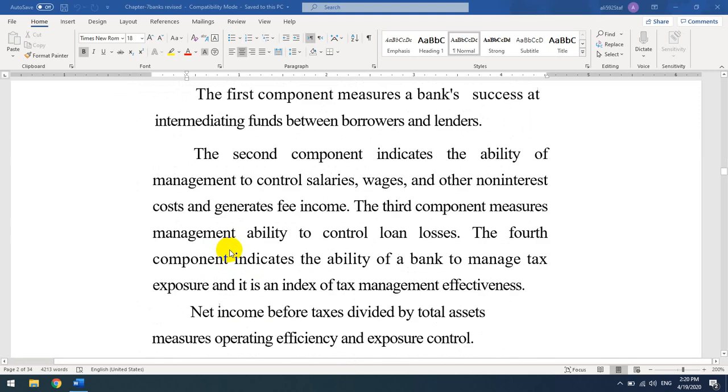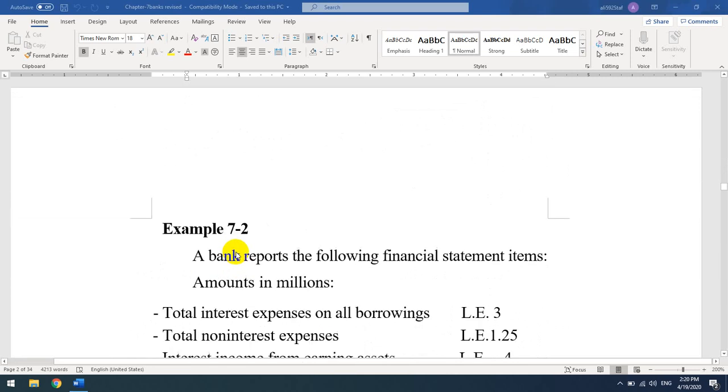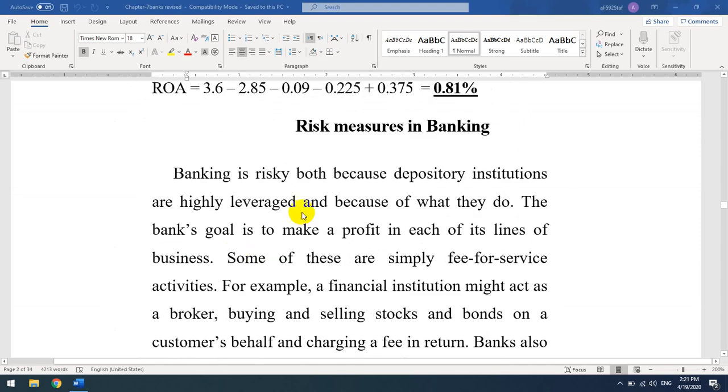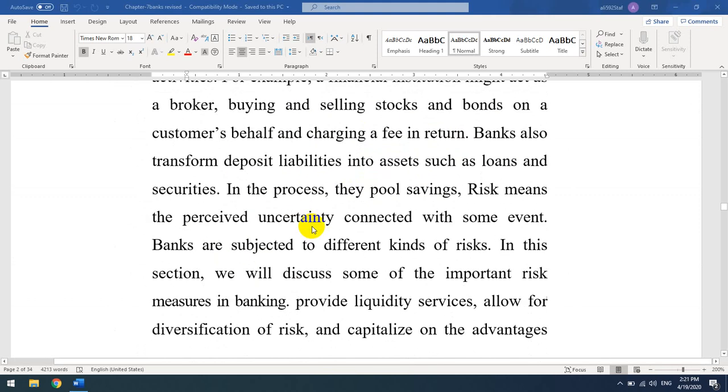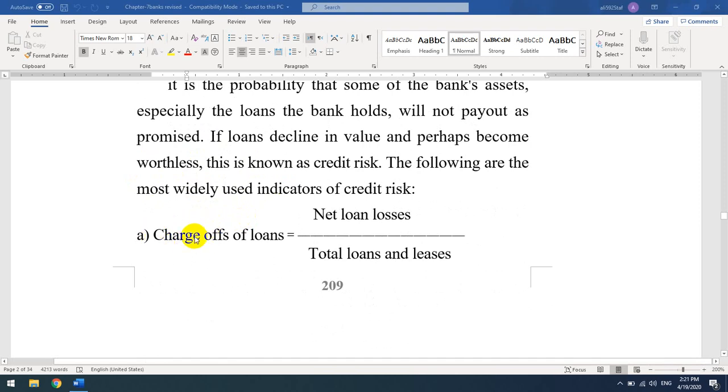Number eleven. Let's go to the second dimension of performance evaluation in commercial banks, which is risk. Let us talk about some measures of risk measurement in banks. Credit risk could be measured using many indicators, such as charge off of loans, which equals net loan loss divided by total loans and leases.